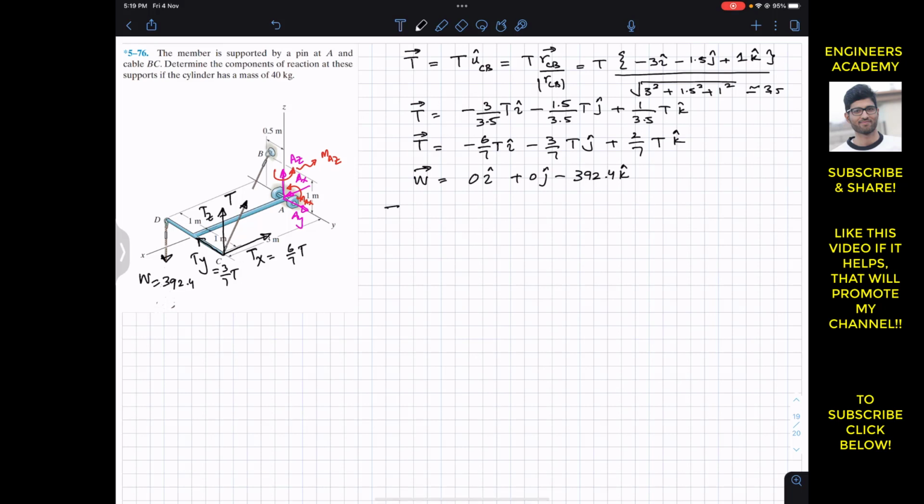Now we have to apply the summation of moment about point A, which must be equal to 0. And as we know, at A we have all these unknowns, so they are not going to produce a moment about point A.